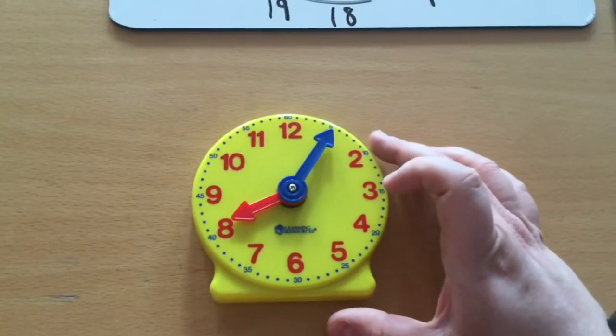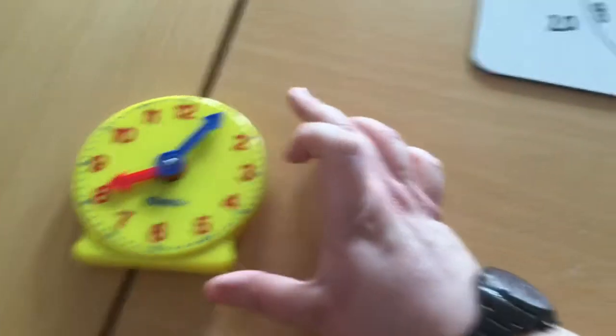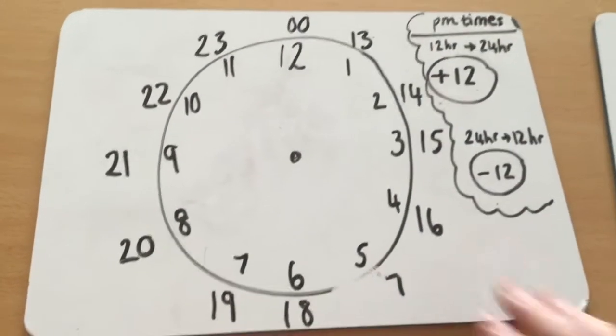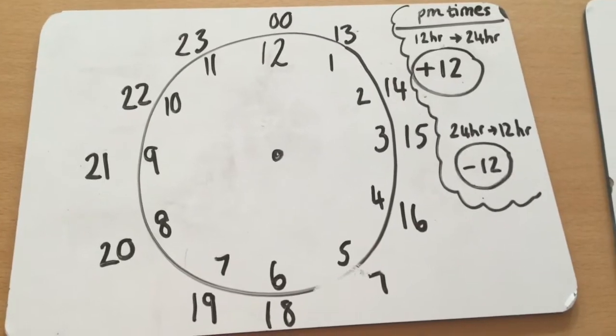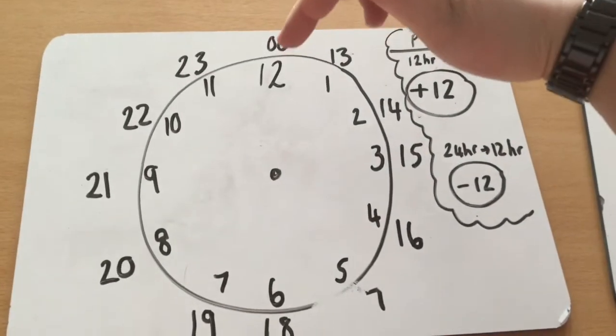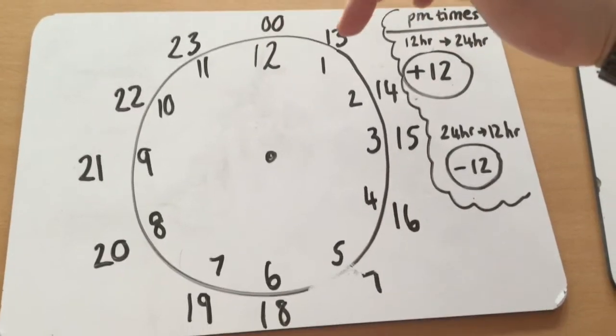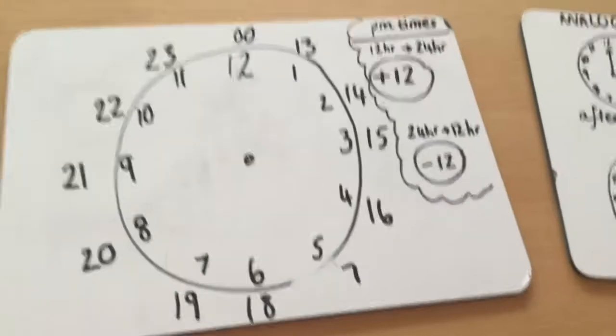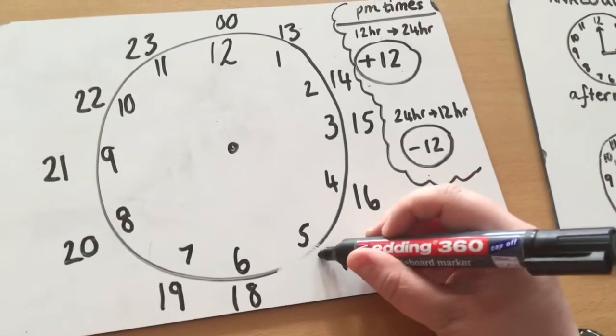Once pupils are familiar with this, they would begin to look at digital clocks and 24-hour time. In 24-hour time, pupils should be familiar that the time expands beyond 12 hours, continuing at 13, 14, 15, 16, and so on. Oops, we're missing a 17 there. There we go.